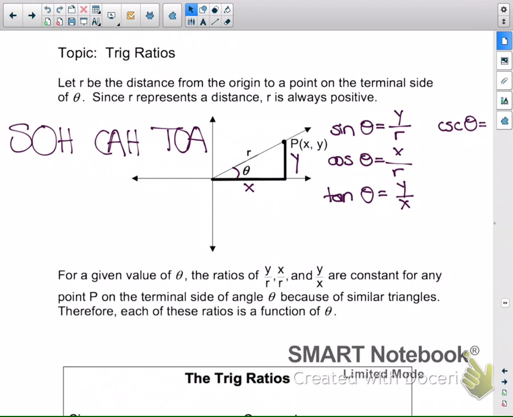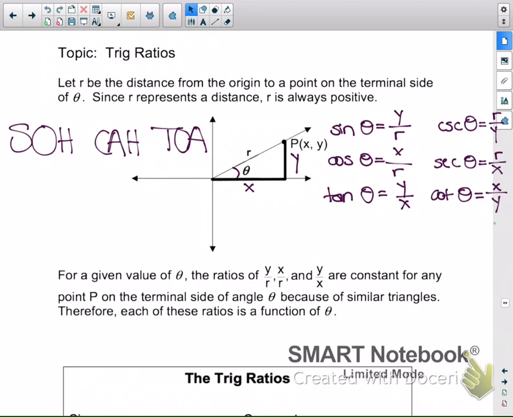If it is the reciprocal of sine, and sine is y over r, what is cosecant? R over y. Super difficult. Secant, SEC. It's the reciprocal of cosine, which makes it what? R over x. And last but not least, cotangent is COT. It would then be x over y.